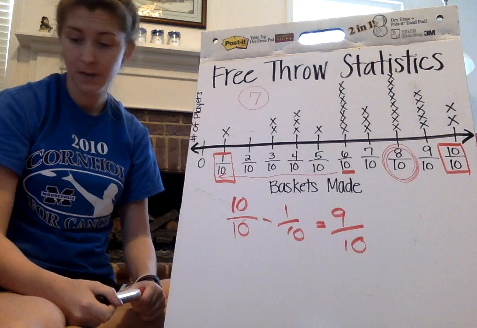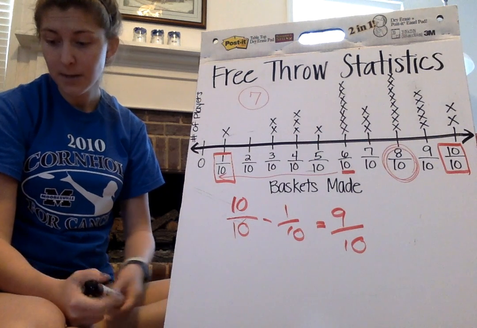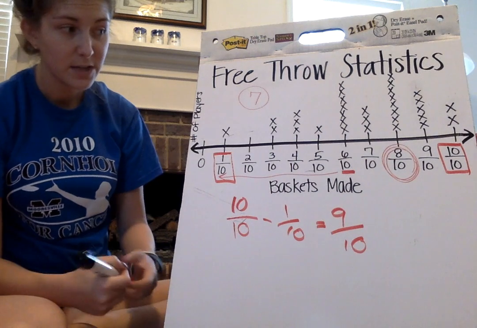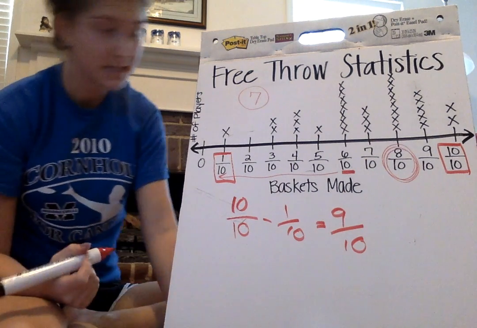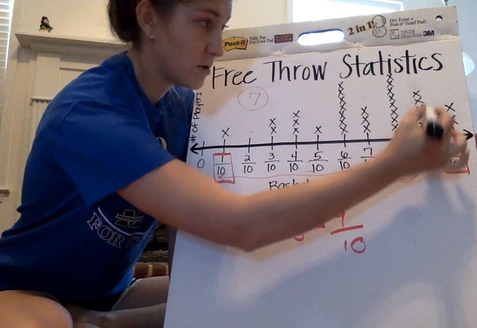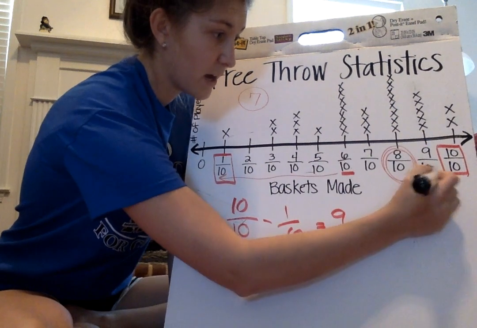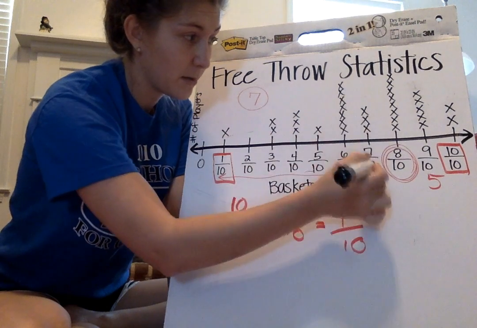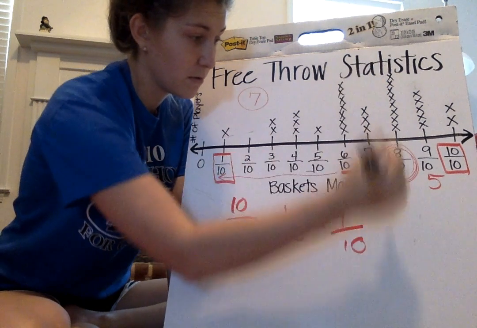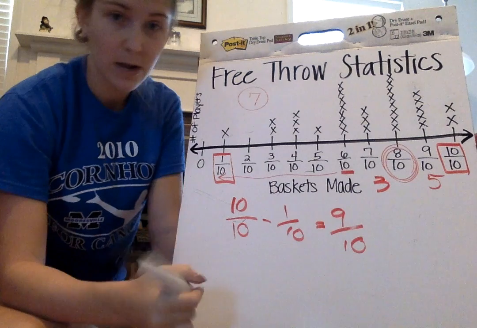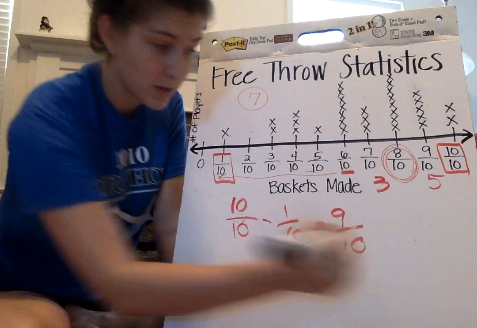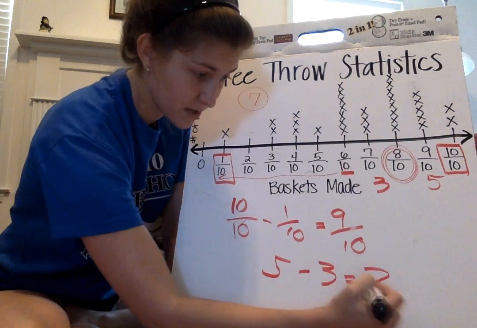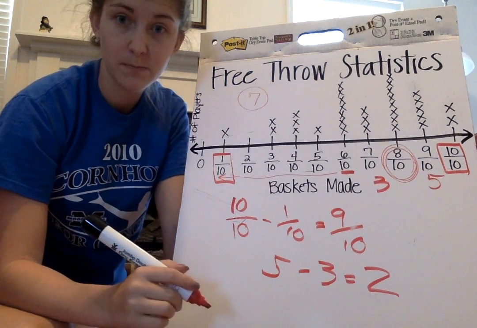Another question could ask, how many more players hit 9 out of 10 shots than 7 out of 10? So I need to identify how many players hit 9 out of 10 shots. So I go over here and count 1, 2, 3, 4, 5. There were 5 players that made 9 out of 10 shots. Now, I have to see how many players made 7 out of 10. 1, 2, 3. Now, I have to figure out the difference between those two. So again, it's just another subtraction problem. 5 minus 3, which equals 2.